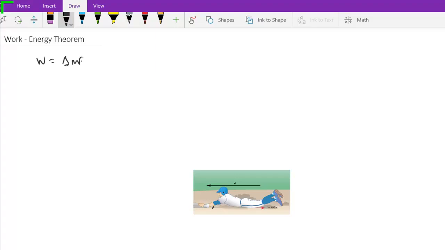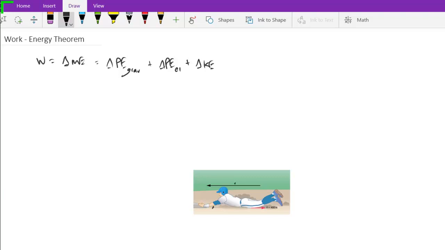the total mechanical energy. So this would be equal to the change in gravitational potential energy plus the change in elastic potential energy plus the change in kinetic energy. And so the work done is equal to the sum of all these changes in energy.